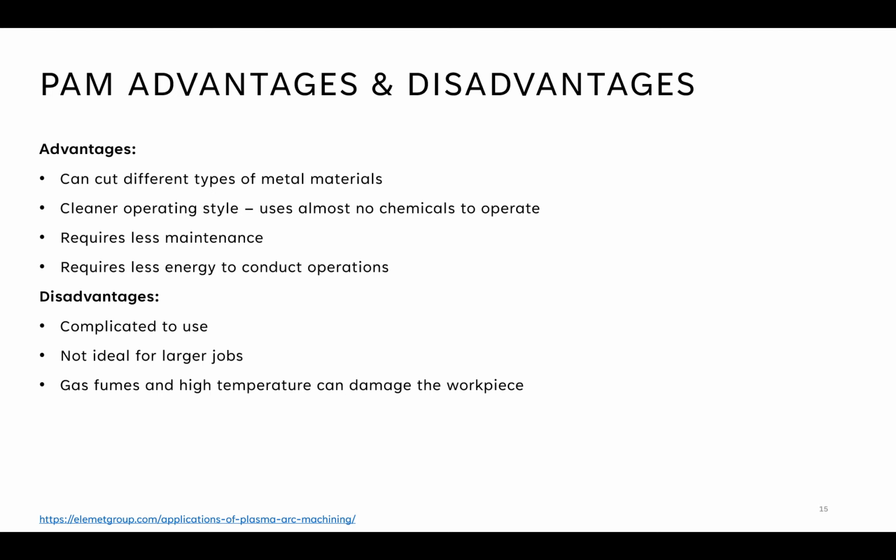Let's talk about some disadvantages and advantages of plasma arc machining. So some of the advantages are that it can cut different types of metal materials since it's based on melting and not conductivity. It's also much cleaner since it's not reacting, it doesn't use any chemicals, it is just a simple melting process. It requires a lot less maintenance than the other types of thermal machining processes and requires less energy to conduct operations.